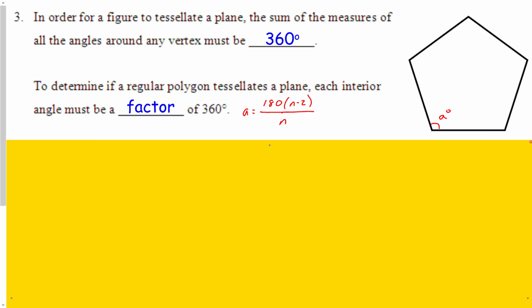And then similar to yesterday where we talked about being a factor of 180, this is going to be a factor of 360. If you take 360, you divide it by that angle measure, and you need to get a whole number. That says it would be a factor.